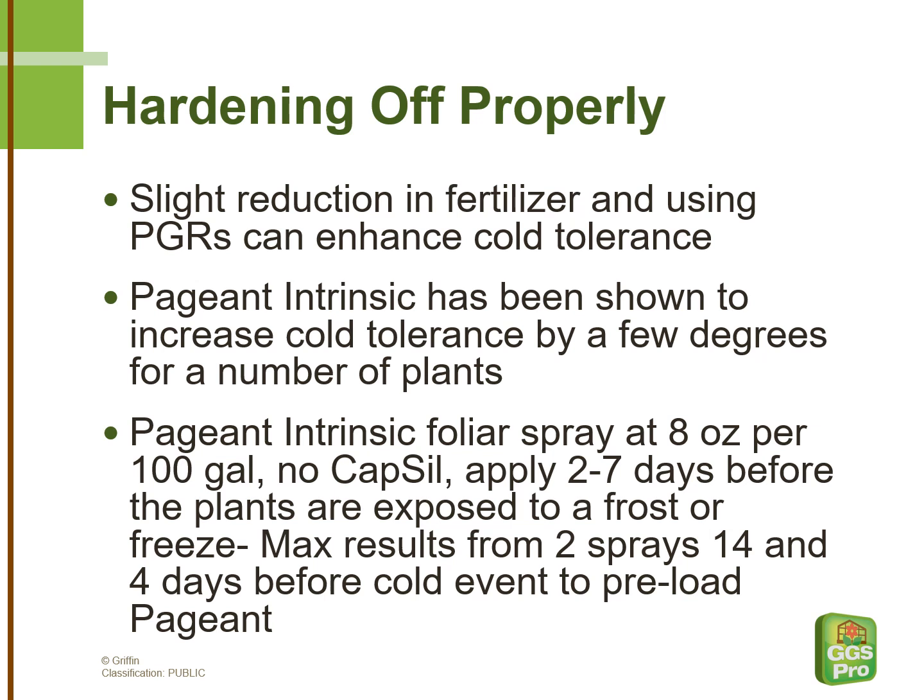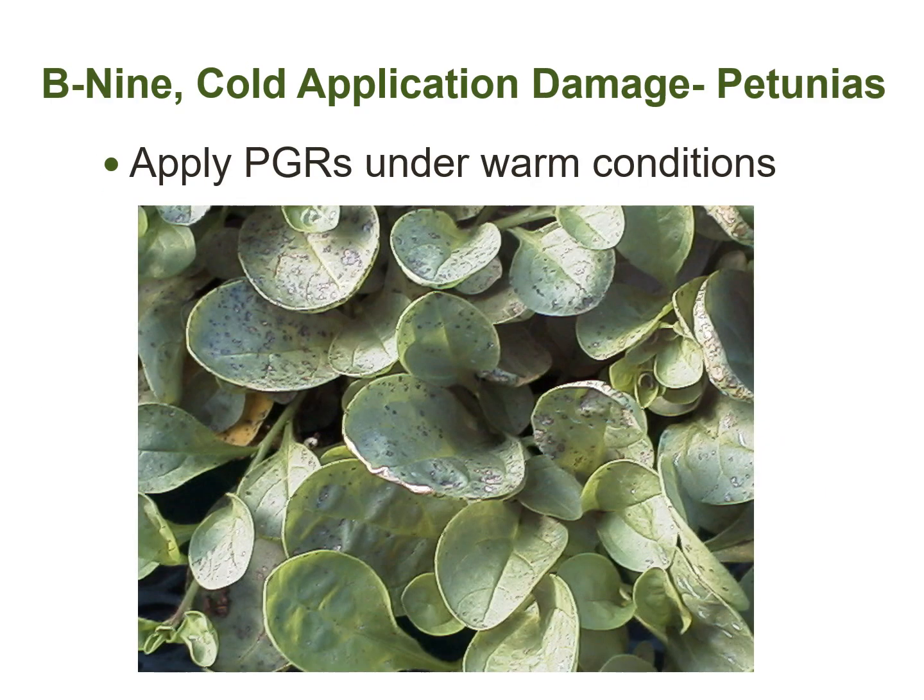For maximum cold protection, you want to make 2 sprays, and the first one is about 2 weeks ahead of that, and then the second one about 4 days before the cold event. So if you're able to plan ahead, there are 2 different ways that you can preload plants with Pageant to gain a couple more degrees of cold tolerance.